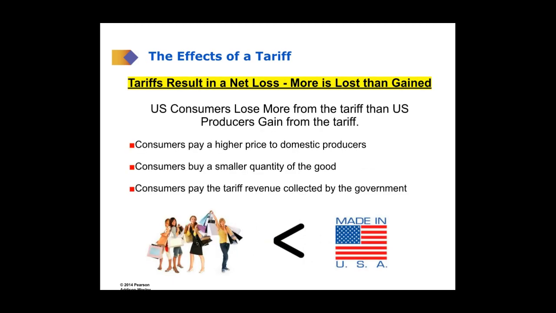Now, if we look at all the pluses and minuses, what happens in the end? Well, the tariff results in a net loss. The consumers lose more from the tariffs than the producers gain. So although some parties are better off and some are worse off, overall, the end result of a tariff is a net loss.